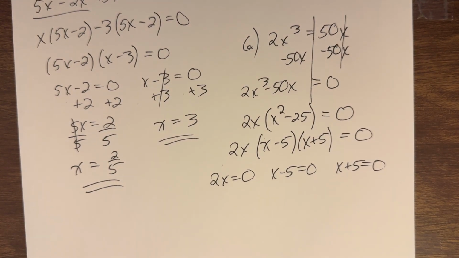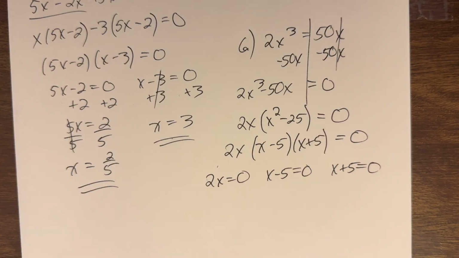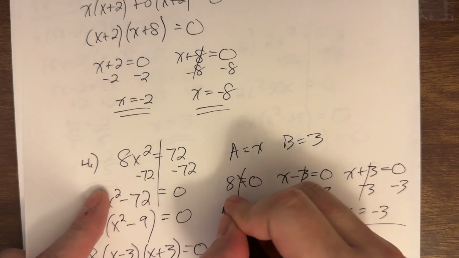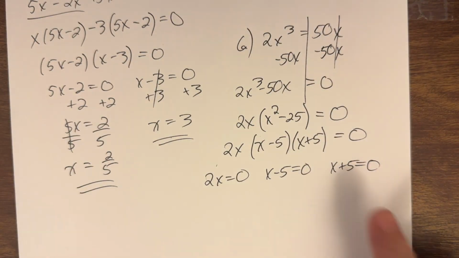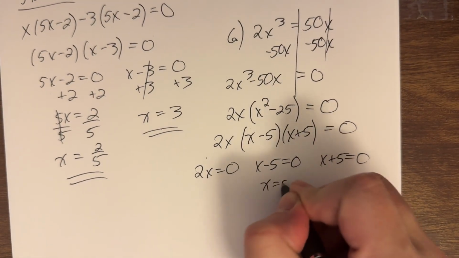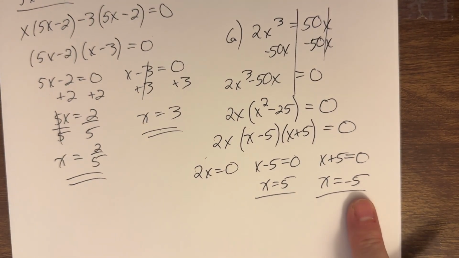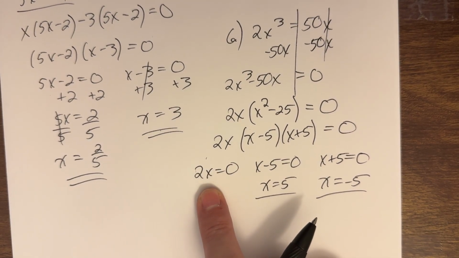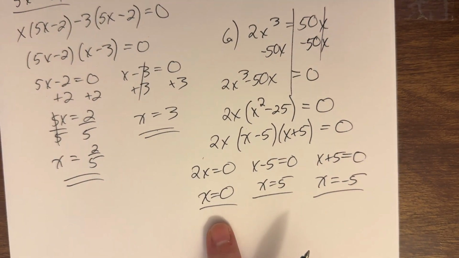And unlike the last time we saw 3 factors, this time we will get 3 solutions. The last time we saw 3 factors, one of them was just a number, and that didn't yield anything extra. So we just got answers from these 2. But this time, well, over here, add the 5 on both sides, x equals 5. Subtract the 5 from both sides, x equals negative 5. But here, you do have an x. So make sure you finish solving this one for x. Divide 2 on both sides, x equals 0.